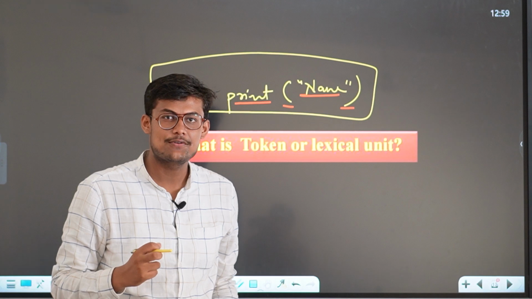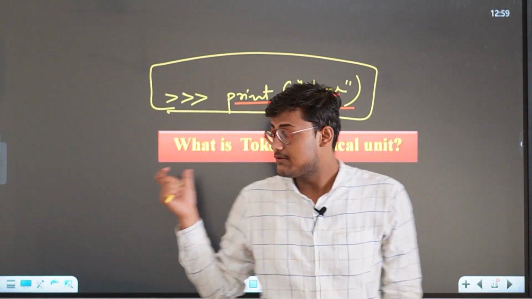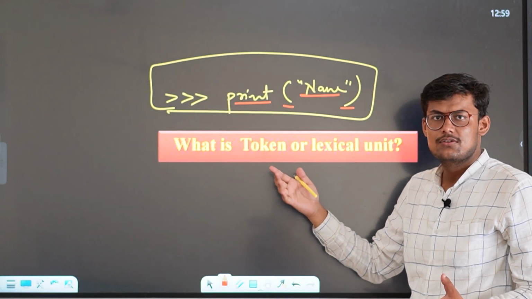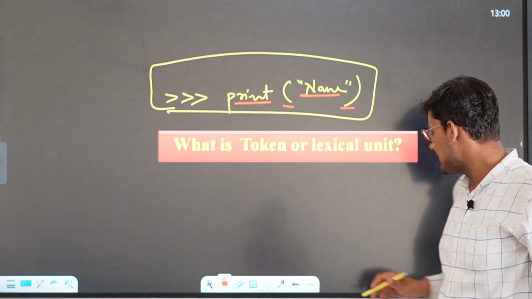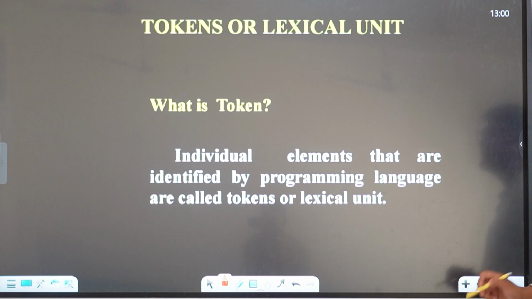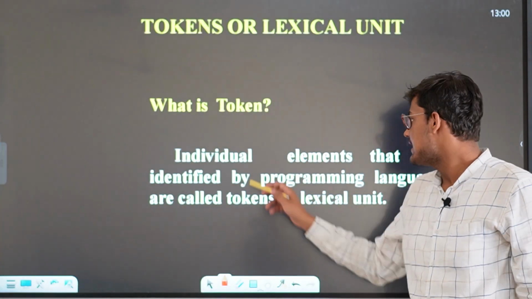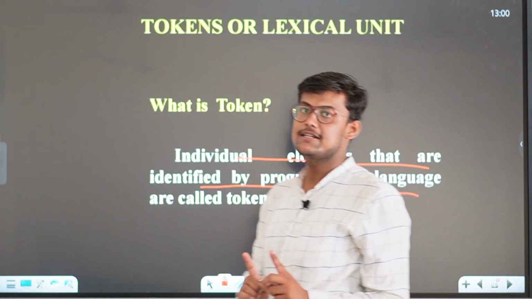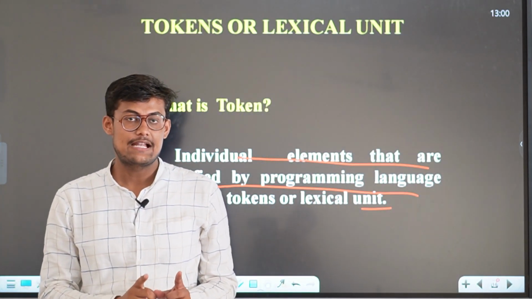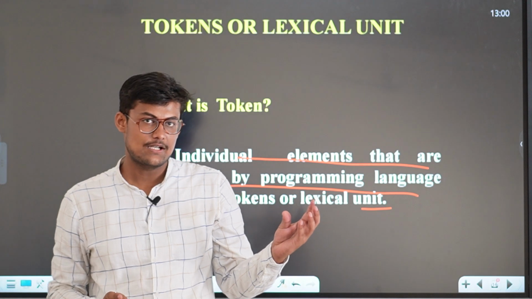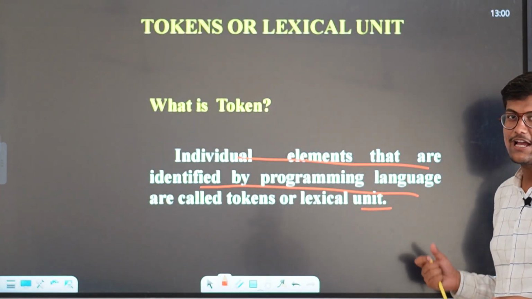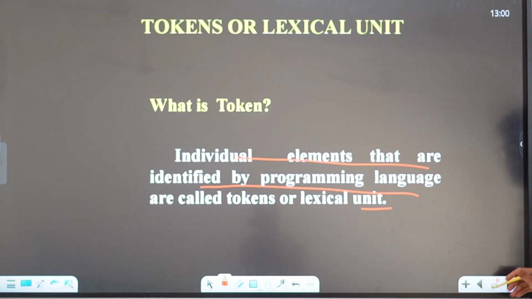So all these are tokens, and some are words and some are punctuation marks, so there is a classification among these. Here is the definition of tokens: individual elements that are identified by the programming language. Individual units, that means the smallest individual unit that we can identify in a programming language, is known as a token. I hope up to this point it is clear to everyone.